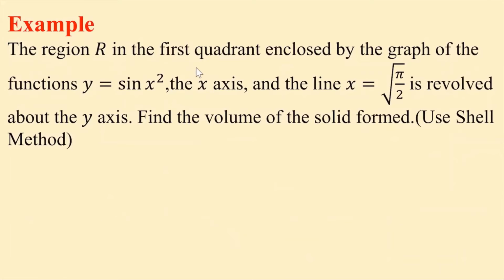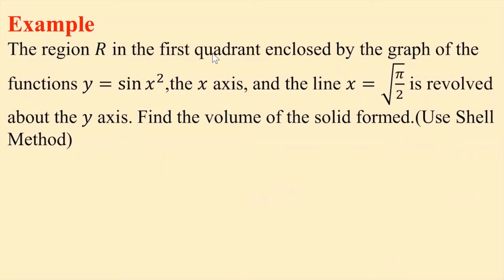Example: the region R in the first quadrant enclosed by the graph of the function y equal to sine x squared, the x-axis, and the line x equal to square root of pi over 2 is revolved about the y-axis. Find the volume of the solid formed using cell method. First, we are going to draw the region, which is in the first quadrant.